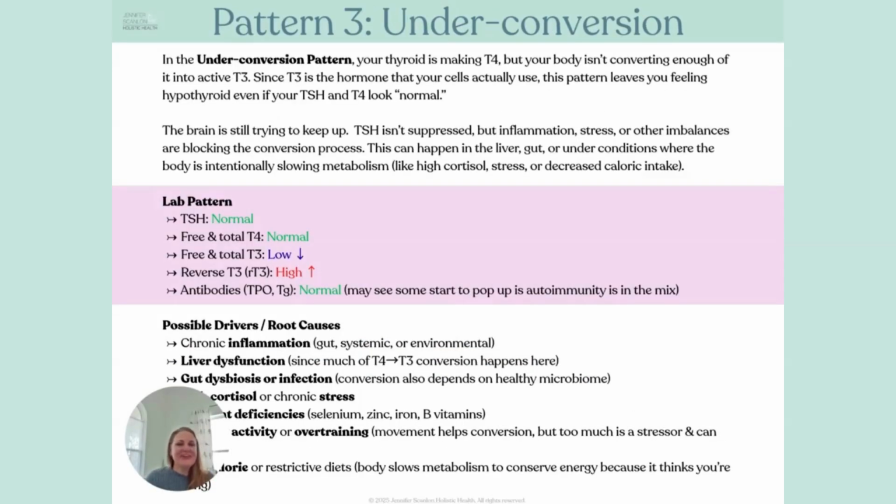All right, the third pattern is underconversion. This was mine for a while. So in underconversion, your thyroid is making T4, but your body isn't converting enough of it to active T3, and active T3 is a hormone your cells can actually use. So if you are in this pattern, you end up feeling hypothyroid, even though your TSH and your T4 can both look normal. Your brain is trying to keep up.